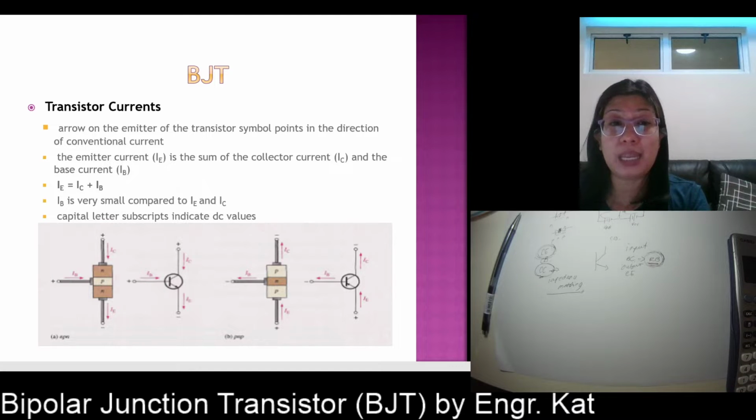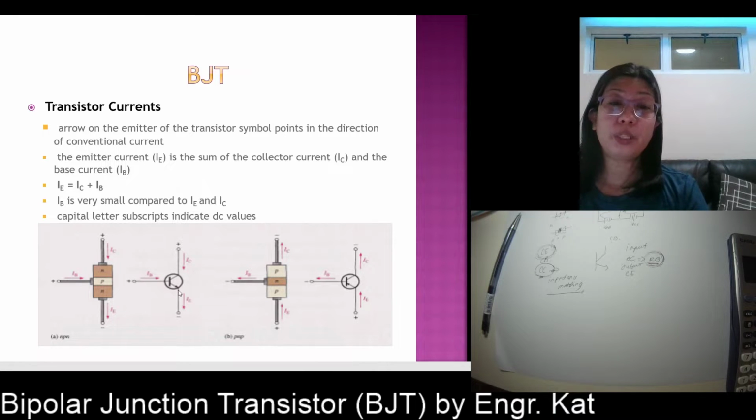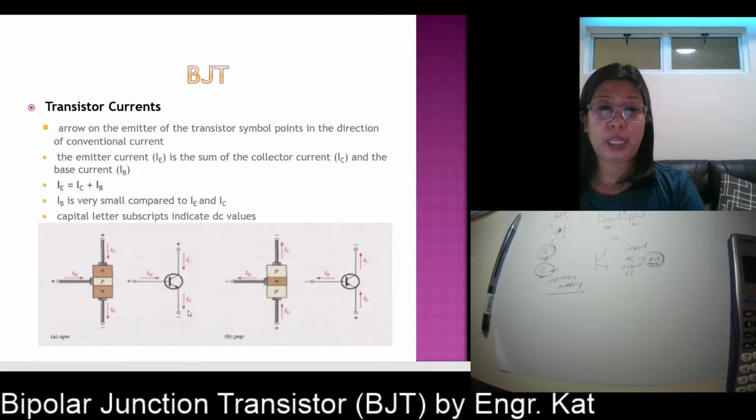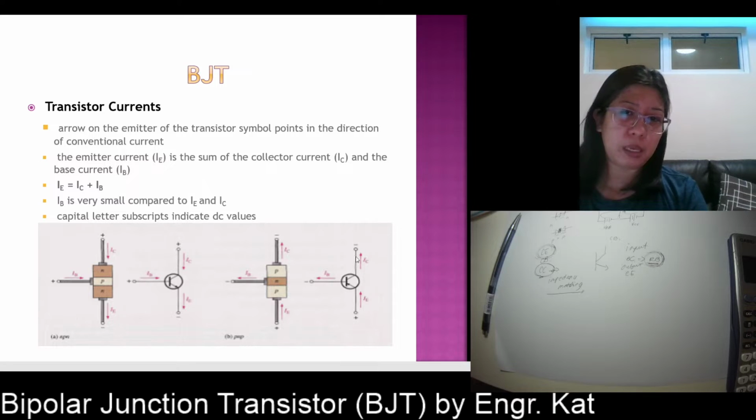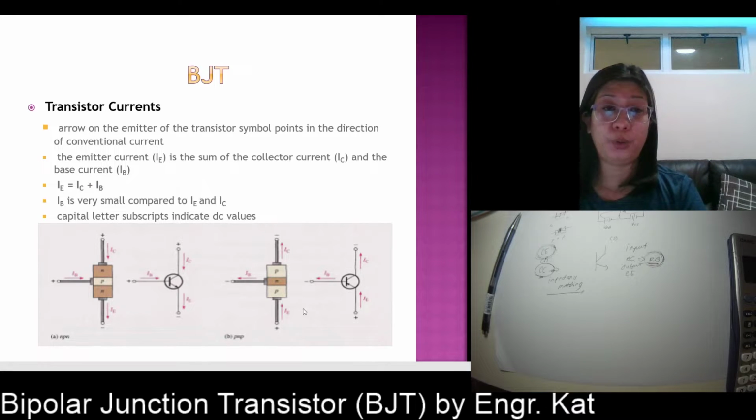Technically, as you can see, look at the arrow. The arrow symbol from your emitter shows the direction of your three currents. KCL class, no? If IE is leaving, therefore both IC and IB are entering your transistor. While in this one, when your IE is entering your transistor, both IC and your IB are leaving your transistor. Okay, so IB is very small compared to IE and IC.